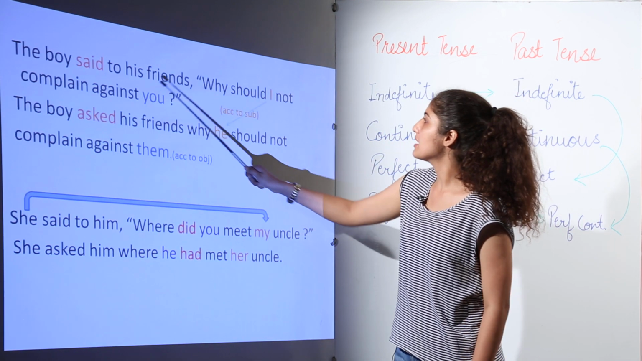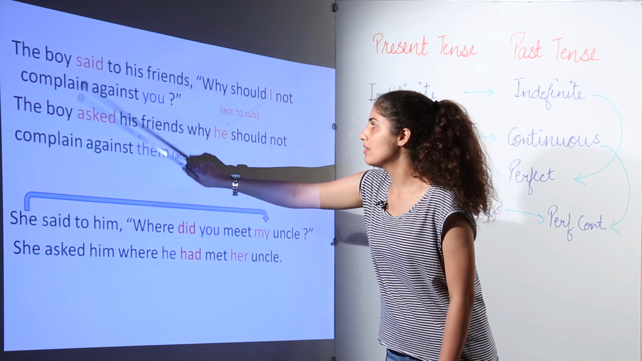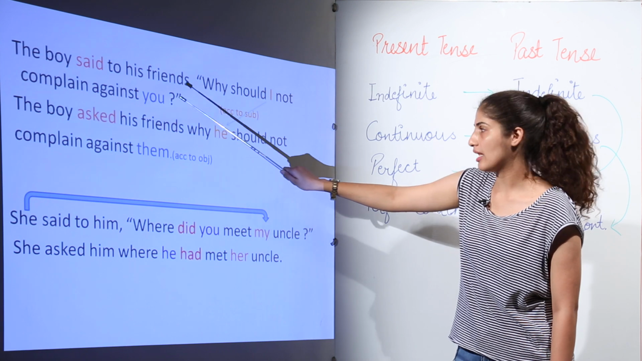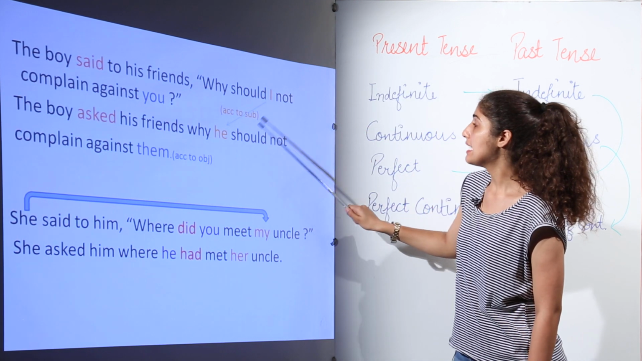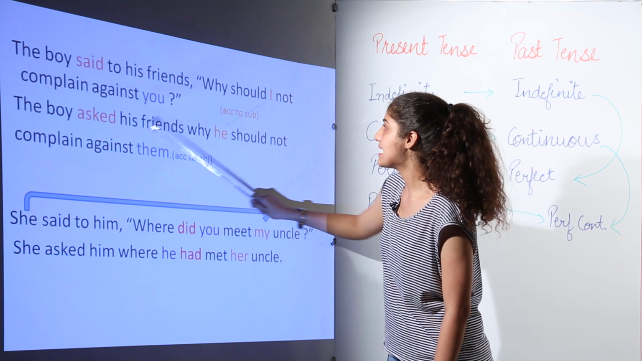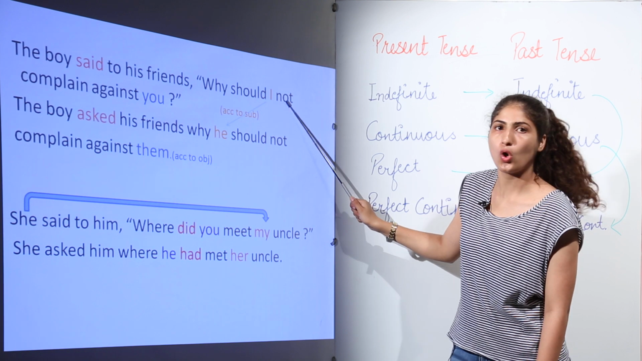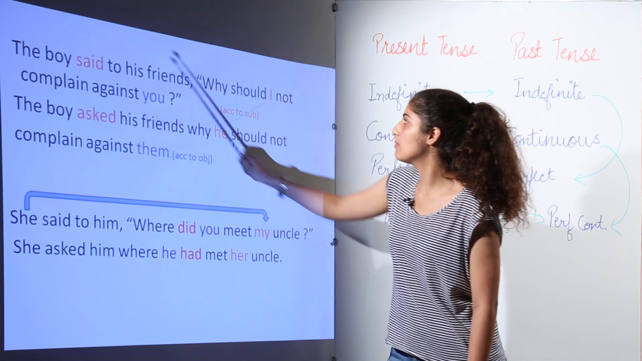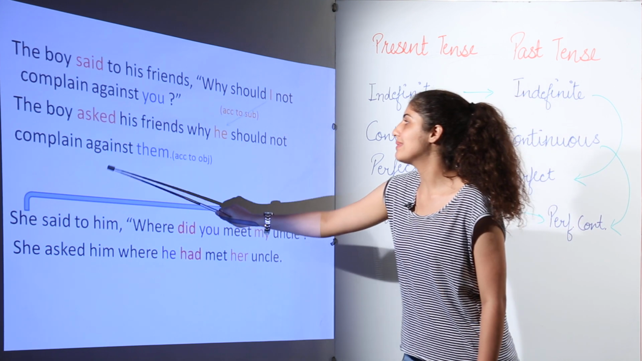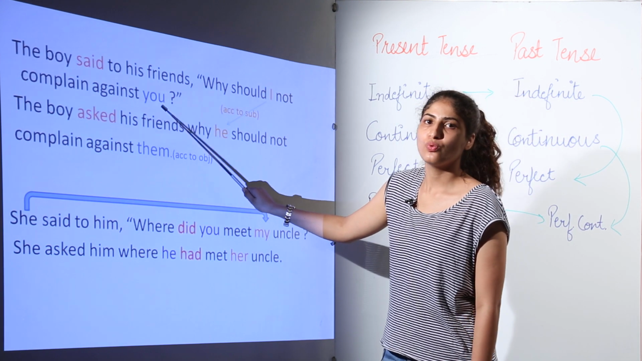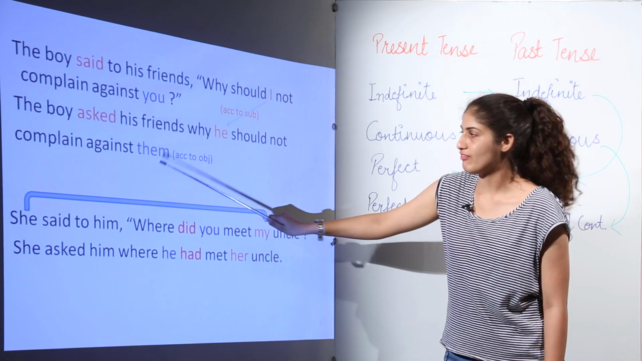The boy said to his friends, "Why should I not complain against you?" Now this said to will be changed into ask, because this is the interrogative kind of question. So the boy asked his friends why he should not complain against them. Now this I, this is the first person, and it will be used according to the subject. So it will be used according to the boy, therefore he will be used. Should not complain against them. Now you is the second person, so it will be used according to the object, therefore them will be used.